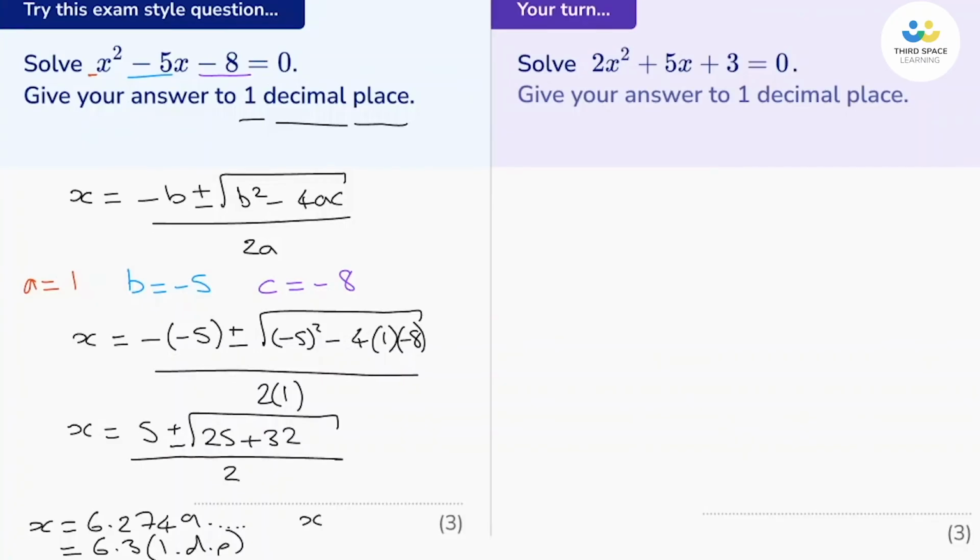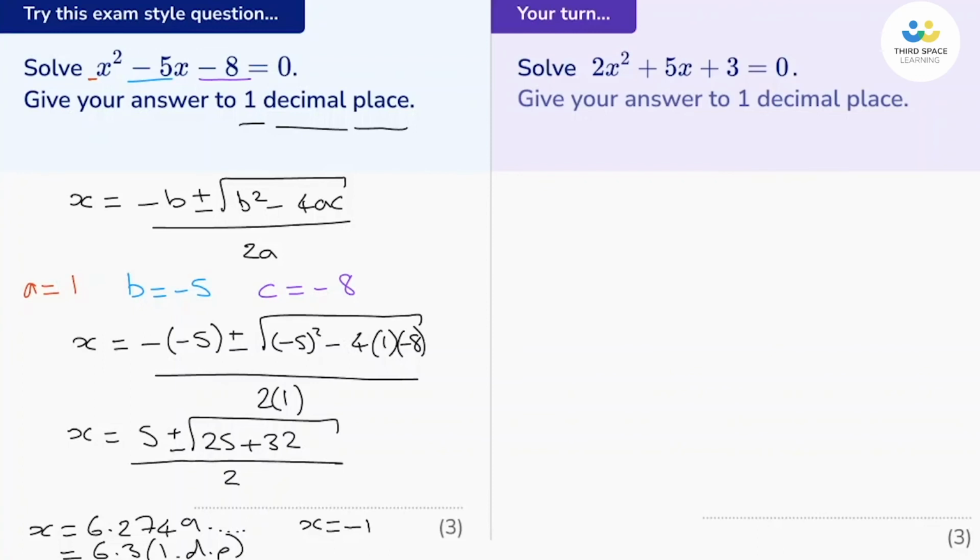Let's try using the negative version now. So again, fraction button on the calculator, and we're going to say 5 subtract the square root of 25 plus 32 on the numerator, and using the arrow buttons on the denominator, we're going to divide that by 2. So the answer, negative 1.274... which means when I round it to one decimal place, it's negative 1.3. And there we go. There is our final answer.